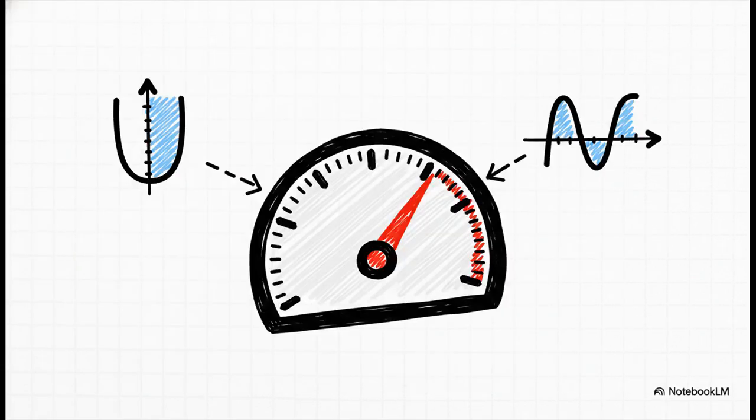A really great way to picture this is to think about the speedometer in your car. It doesn't tell you your average speed over the last hour, it tells you your speed right now at this very second. That's exactly what a derivative does for an equation. It gives you that instantaneous rate of change.